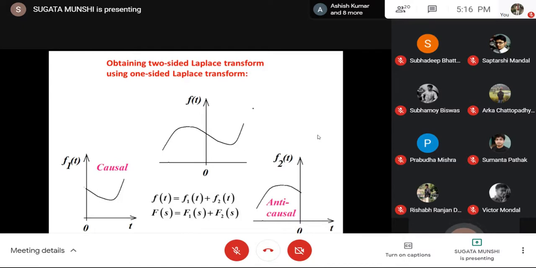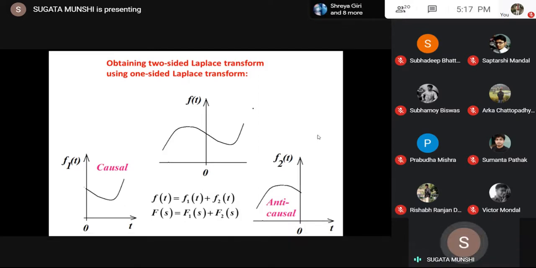But how to relate it to the Laplace transform of the anti-causal component? On reversing the actual anti-causal component in time about the t equal to 0 axis, you get small f2(-t). Small f2(-t) is a causal signal, so you can straightaway use its unilateral Laplace transform. But you are interested in the Laplace transform of small f2(t). How is the Laplace transform of f2(-t) related to the Laplace transform of f2(t)?